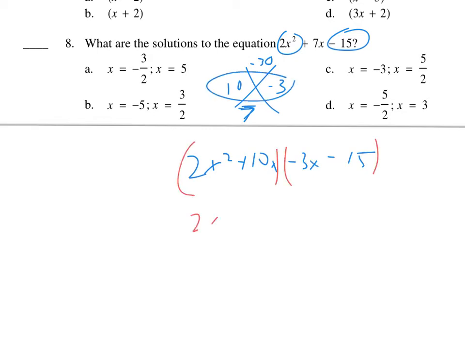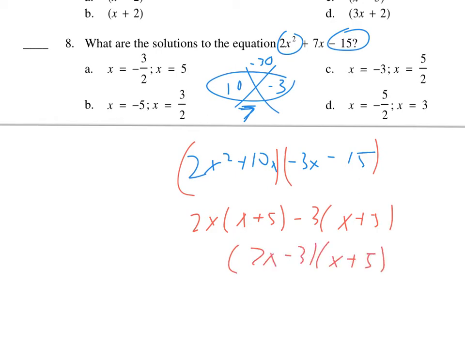I'm going to take out a 2x, leaving me with x plus 5. I'm going to take out a negative 3, which also leaves me with x plus 5. So I have 2x minus 3 times x plus 5. And on this one, since they didn't leave it in parentheses, this means that I need to set this equal to 0, which means I need to split these up and set them equal to 0 individually and solve.